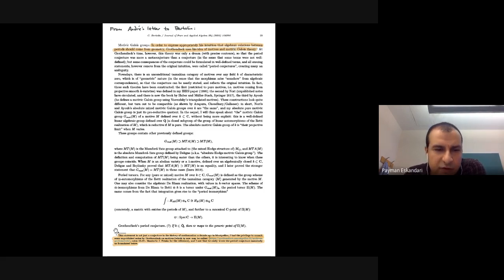And then there's a footnote where he says this statement is not just a conjecture in the history of mathematics. He says that a decade ago in Montpellier, he had the privilege to consult some unpublished notes by Grothendieck on motives, and the notes are available online. And he saw that Grothendieck really wrote the period conjecture essentially as we formulated it.